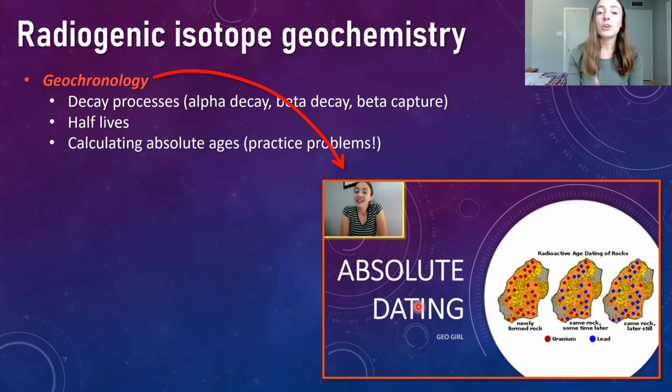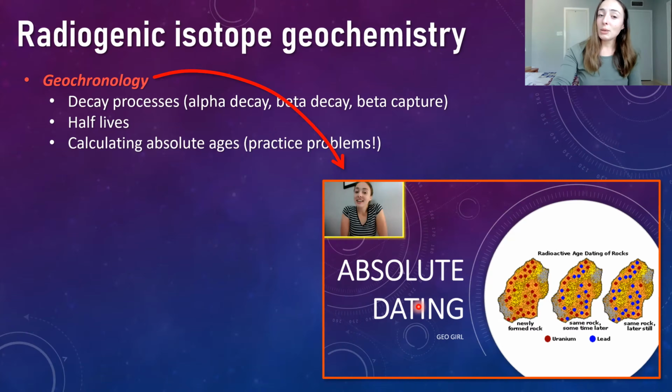So if you want to know more about absolute dating, please go check that out, because in that video, I talk about decay processes. I go step by step through alpha decay, beta capture, as well as half-lives and how we can use them to calculate the ages of rocks. And I actually go through 4 different practice problems with you guys at the end of that video. So if you want to learn more about that stuff and get some practice, check out that video, because in this video, we're not going to be talking about that stuff.